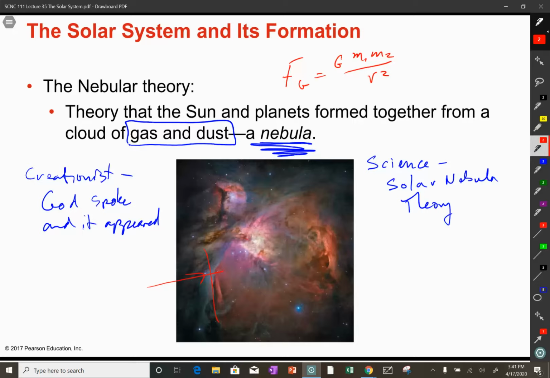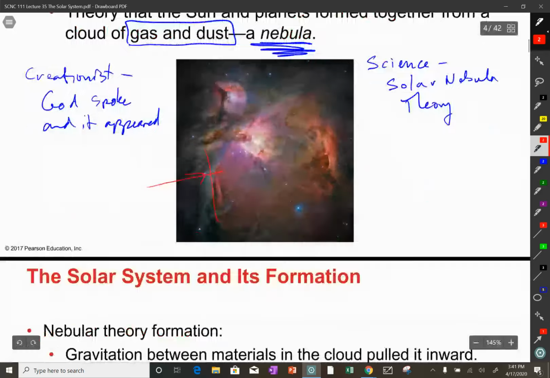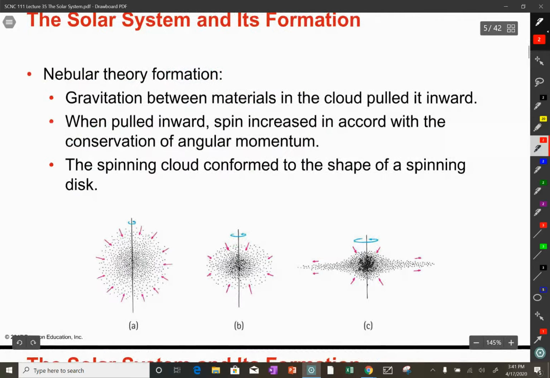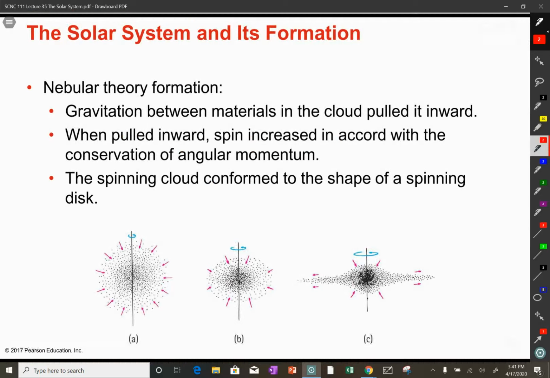And so as gravity pulls it together, of course, most of the matter gets pulled to the center, and that's what formed the sun. But some of it stuck together in chunks outside, and that's what ended up becoming our planets. So here's a picture to kind of illustrate the process.